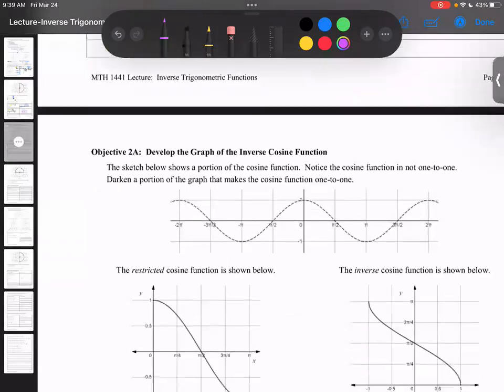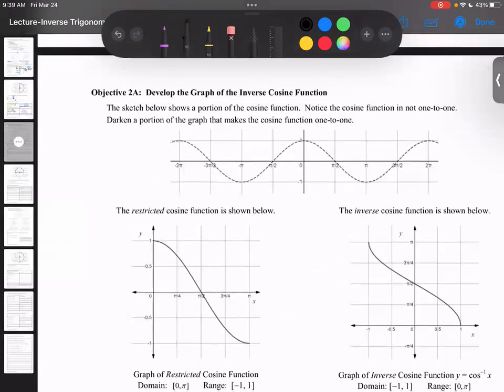So that's sine. Cosine is pretty much similar-ish. Cosine is an even function. It's symmetric about the y-axis. Again, if you put a horizontal line, it cuts the cosine function infinitely everywhere. So that's why we have to restrict the domain. Say if I cut off from 0 to pi, just that part.